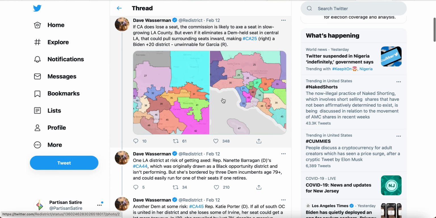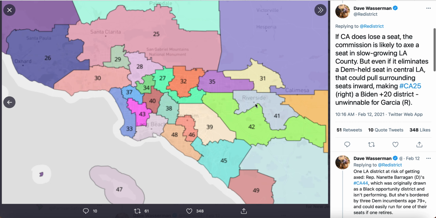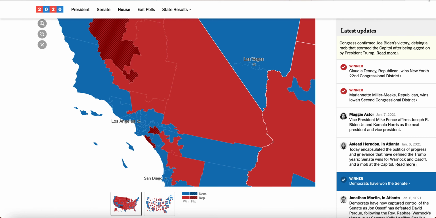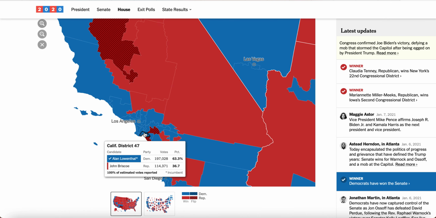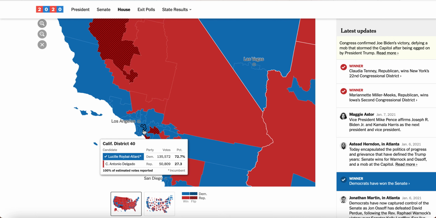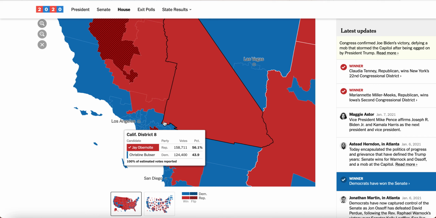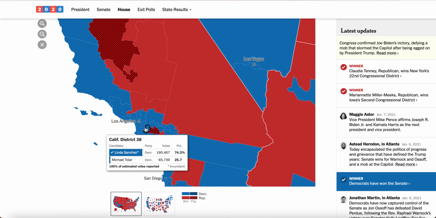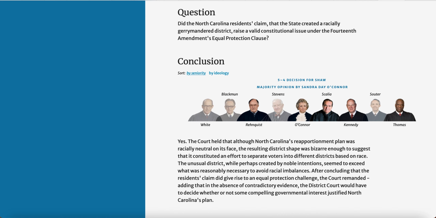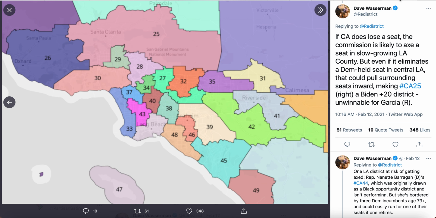I digress, though. Here we see that Nanette Barragán is most likely going to be axed, but it's not all bad for her, because the districts that surround her current seat are held by people who are pretty old. People like Maxine Waters, Alan Lowenthal, and other representatives in this area. They're all reaching a retirement age, especially Maxine Waters. She is likely to be retiring very soon.